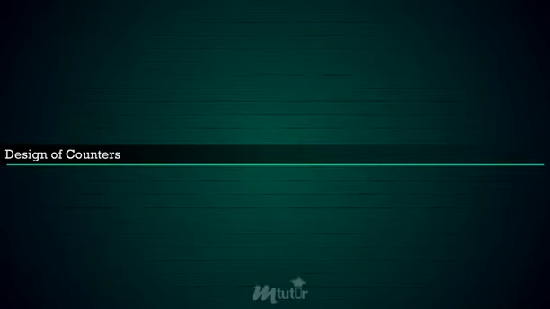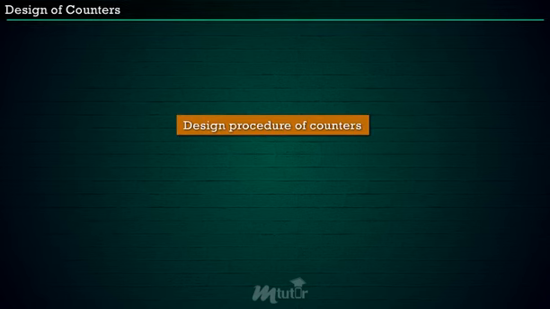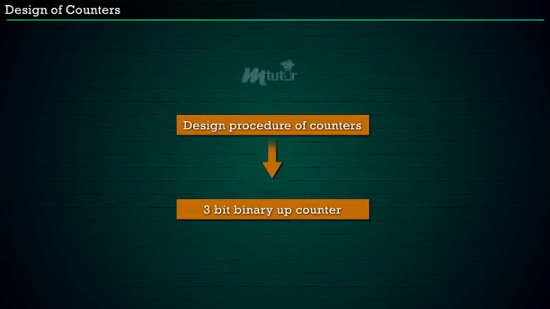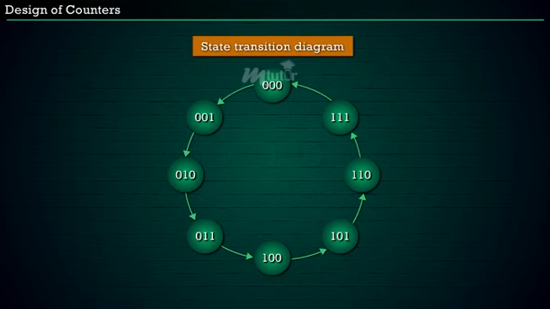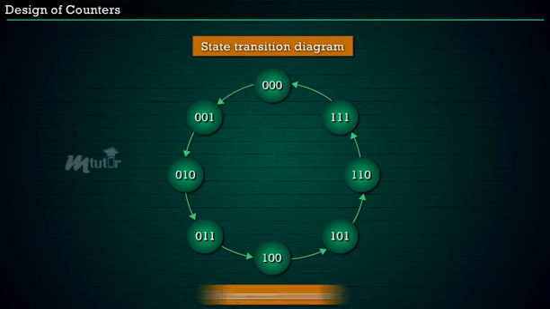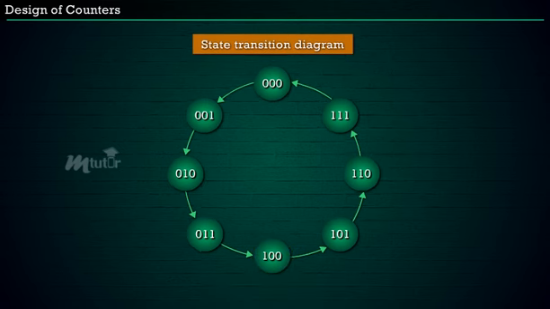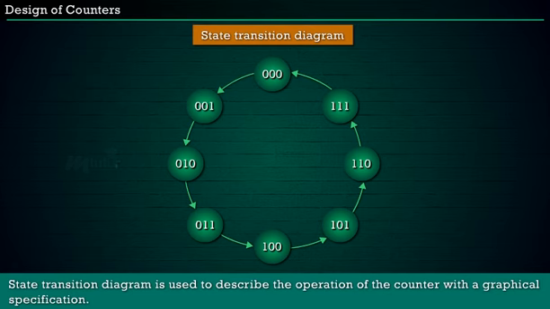Design of counters. Let us discuss the design procedure of counters using a 3-bit binary up counter. The first step is to draw the state transition diagram. State transition diagram shows the sequence of states through which the counter advances when it is clocked. State transition diagram is used to describe the operation of the counter with a graphical specification.